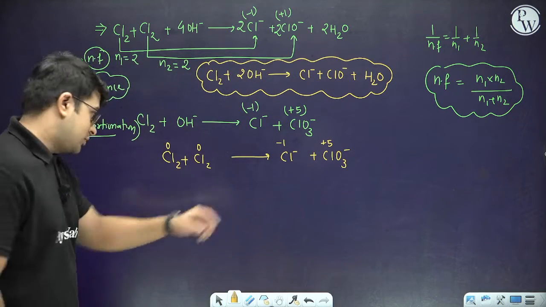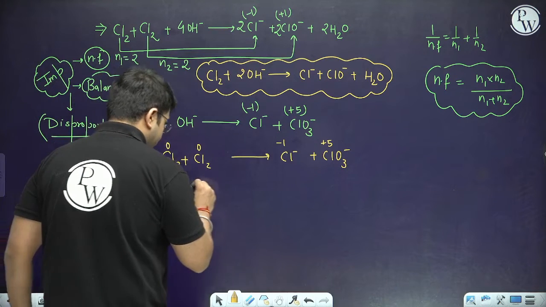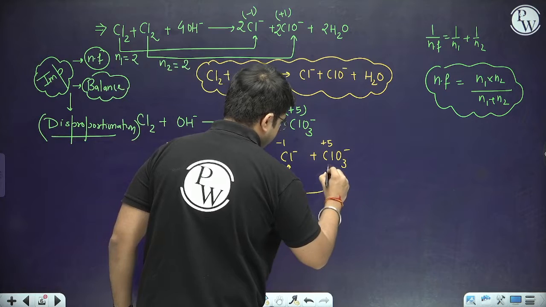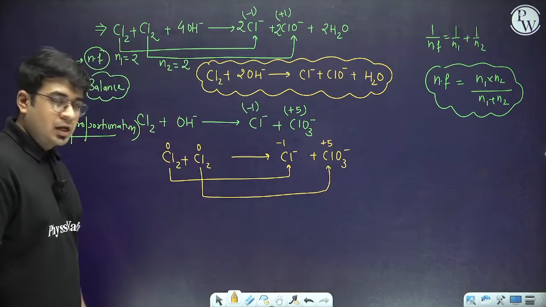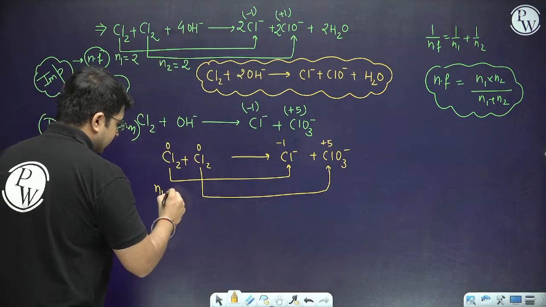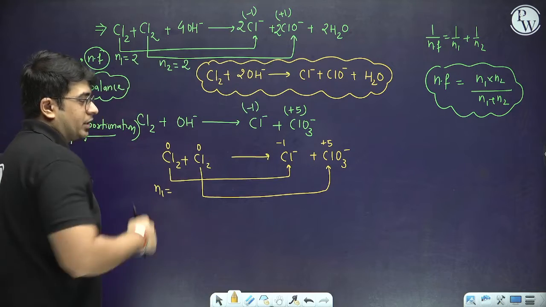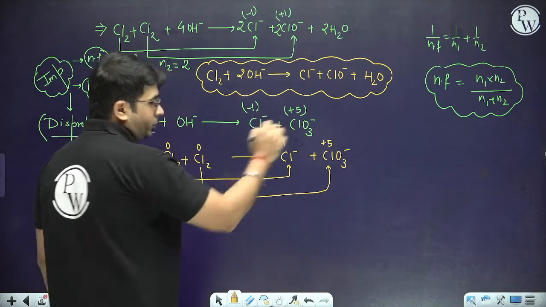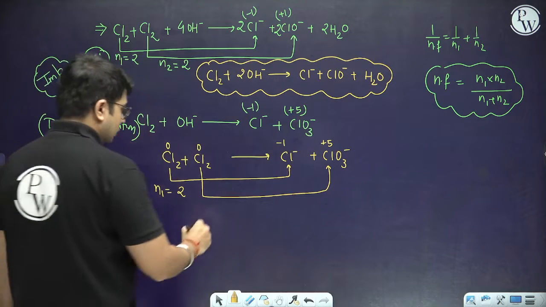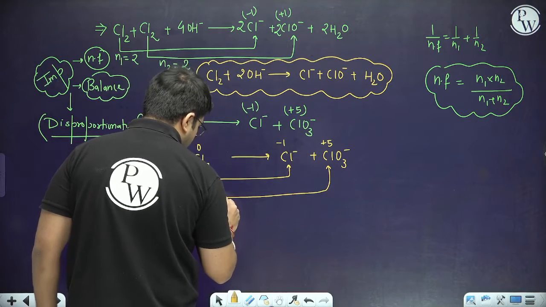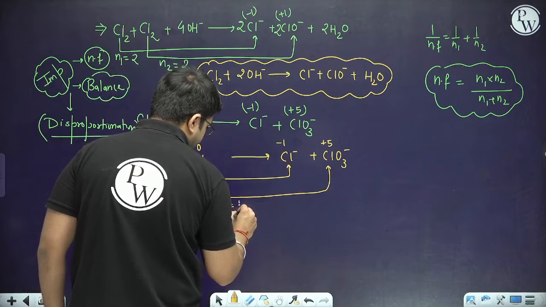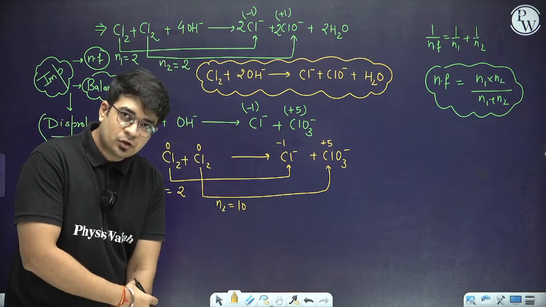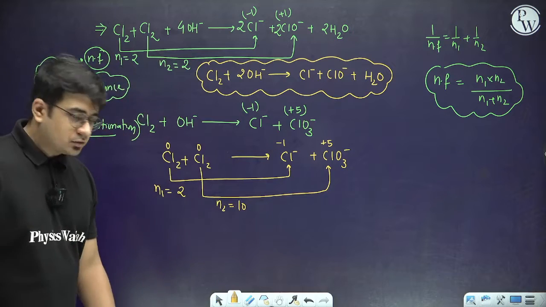Associate one part with the oxidizing agent and one part with the reducing agent. So that is the conversion. For simplicity, can I calculate N1? Yes, N1 will be very easy. 0 to -1, a change of 1, 2 atoms are there, so that will be 2. 0 to +5, a change of 5, total atoms are 2, so N2 will be 10. Either you can take the minimum ratio or you can take 2:10. So that will be 1:5.